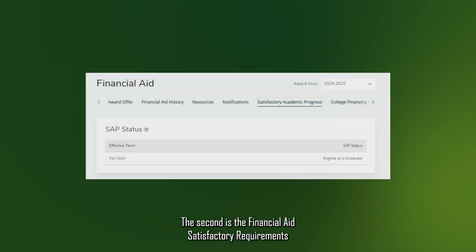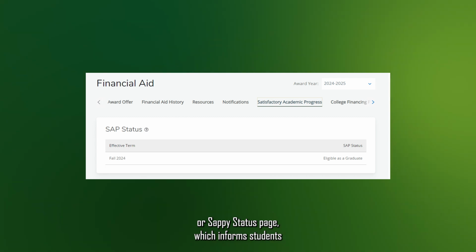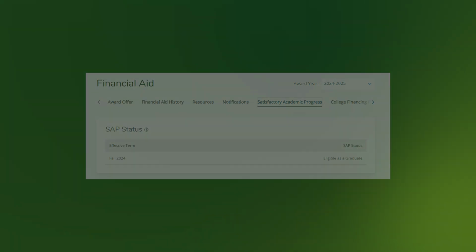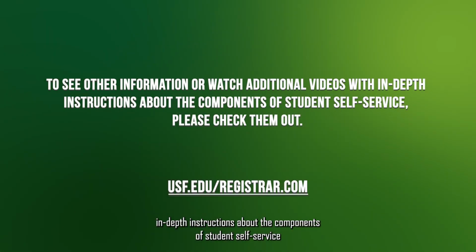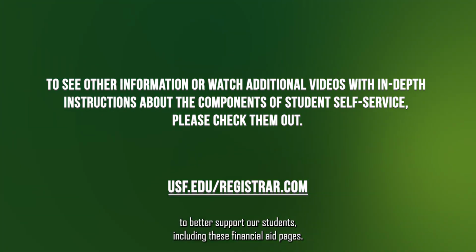The second is the Financial Aid Satisfactory Requirements, or SAP status page, which informs students if they're academically eligible to receive financial aid. There are additional videos that you can watch that provide in-depth instructions about the components of student self-service to better support our students, including these financial aid pages.